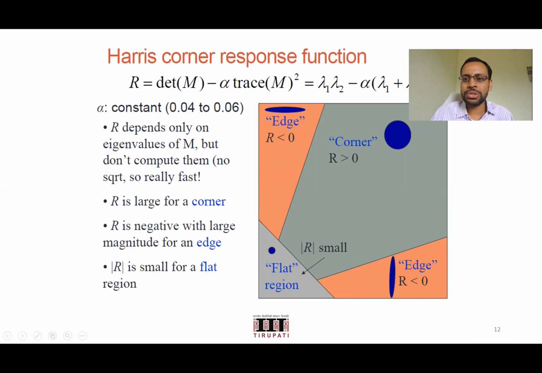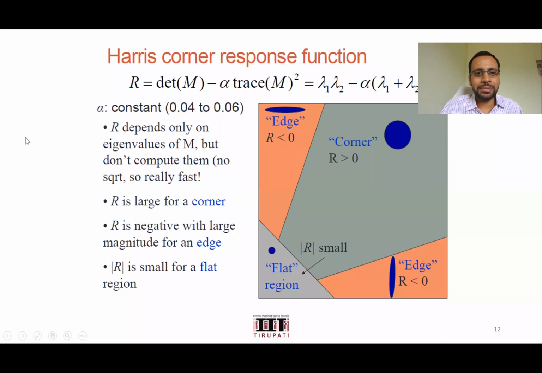Now, those of you who still remember linear algebra and matrices, the determinant of M is nothing but lambda 1 lambda 2. And what is this determinant? If you are given a 2 by 2 matrix, let's say A, B, C, D, what is the determinant value? AD minus BC, that's all. And then alpha times a trace. For the same A, B, C, D, what is the trace of that matrix?